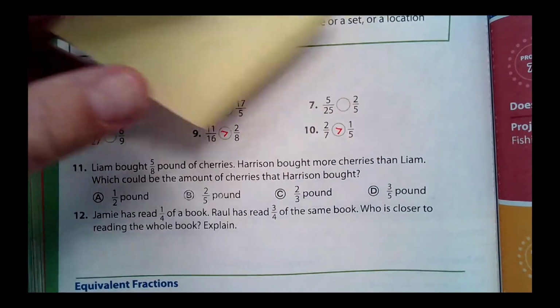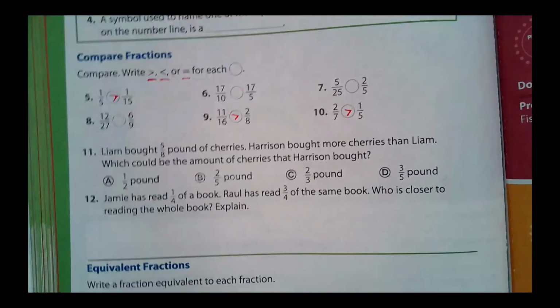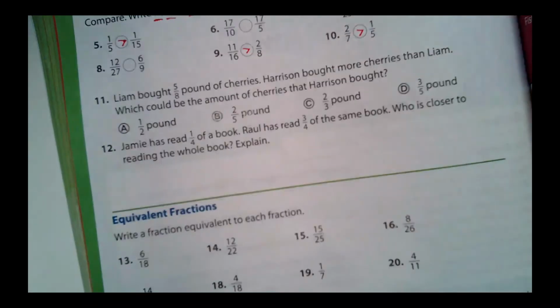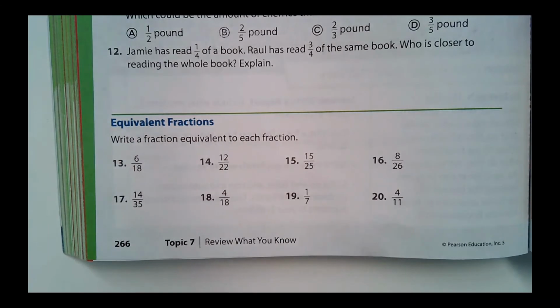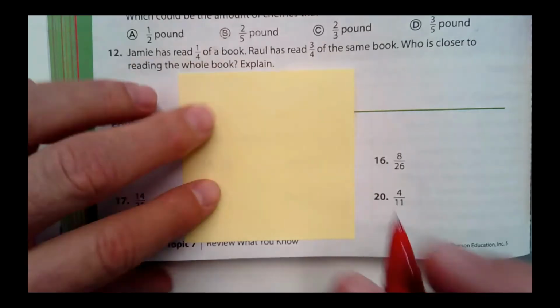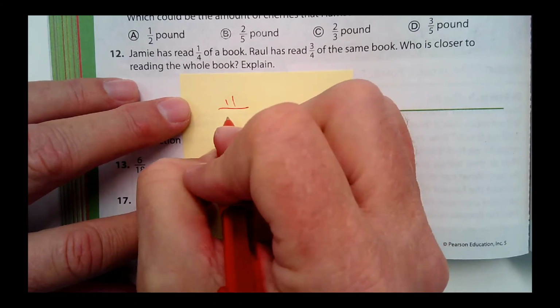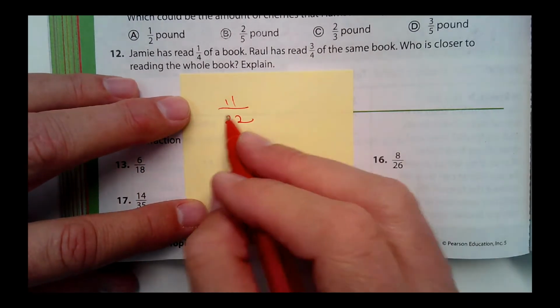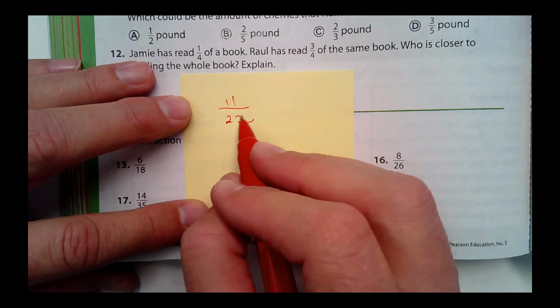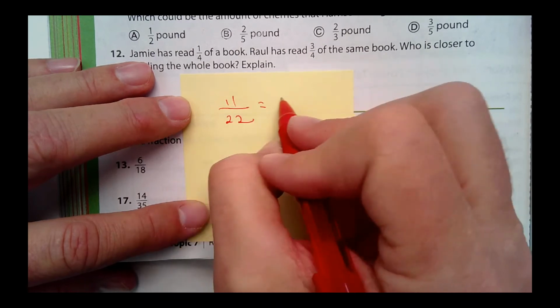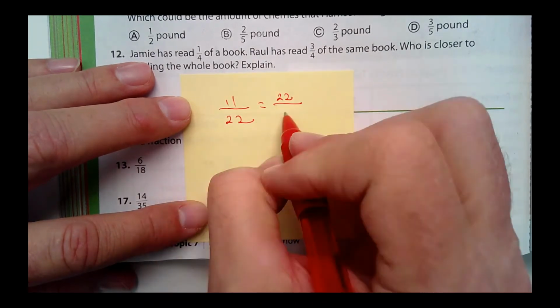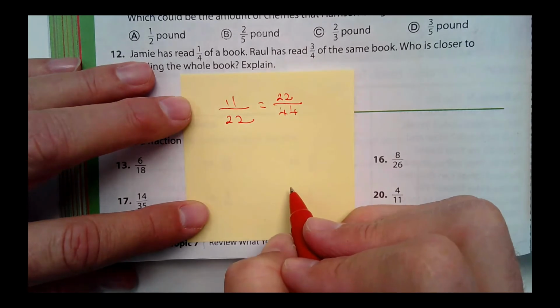So bottom of the page, I think you guys can do 11 and 12 on your own. Bottom of the page here, it says write an equivalent fraction. Well, there's a couple different easy ways to write equivalent fractions. Let's say I had 11 over 22, and I had to write an equivalent fraction. An easy way to do it is to double each one. So if I doubled 11, that's 22. If I doubled 22, that's 44. There is an equivalent fraction.